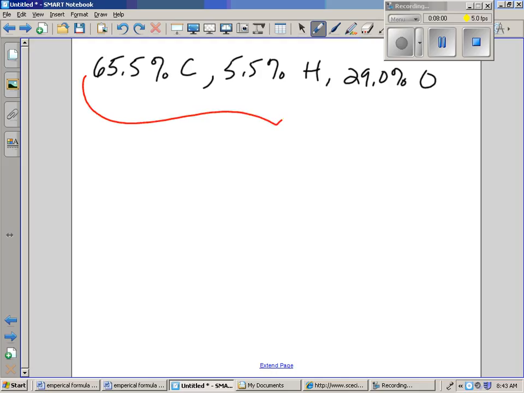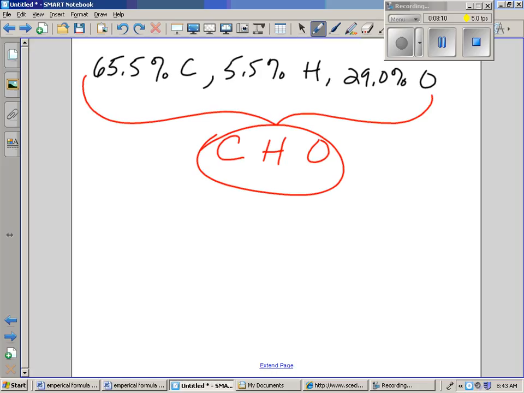take this and tell me the right ratio between the carbons, the hydrogens, and the oxygens for this example. Okay? In the lowest ratio. This isn't the answer yet. It could be 1 to 1 to 1, but it may not be.